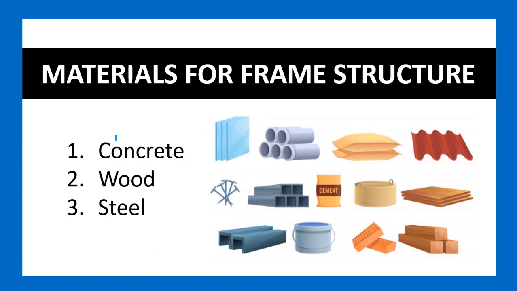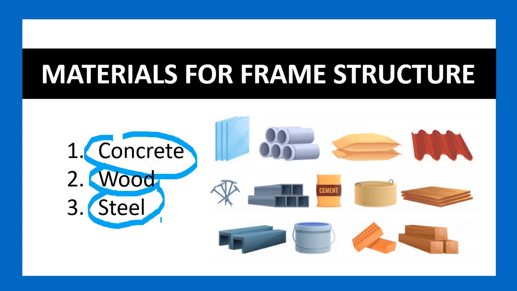Okay, so what kind of materials usually used for frame structure? Commonly kita guna concrete, then we have wood, then we also have steel. So these are the most common ones used. So nowadays usually people use concrete lah, mostly concrete dengan steel. Wood ni ada tapi tak sangat lah, maybe for houses. For commercial usage jarang jugalah, tapi for houses yes.